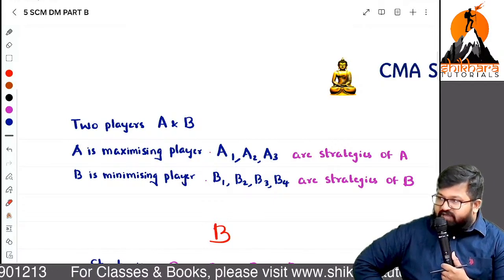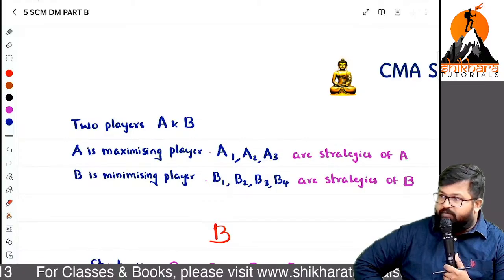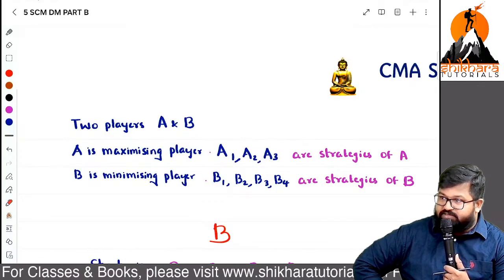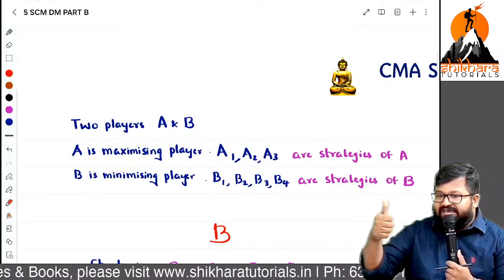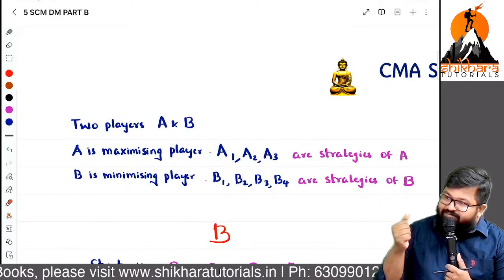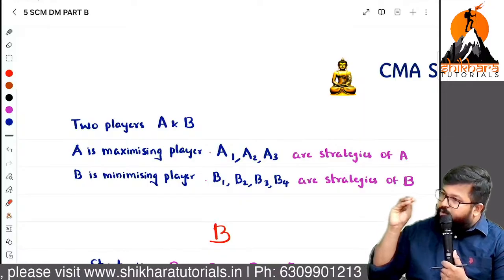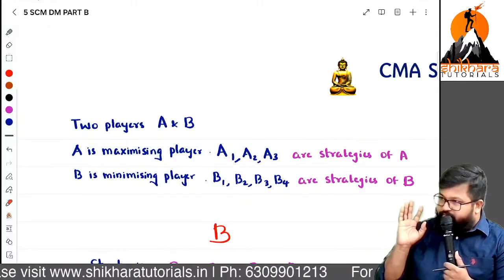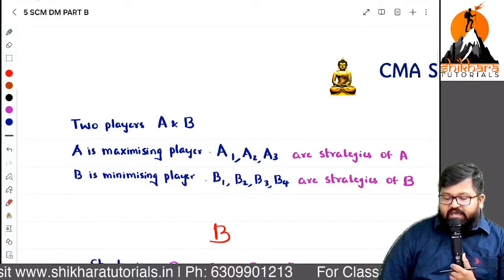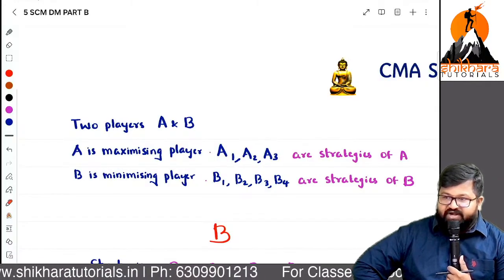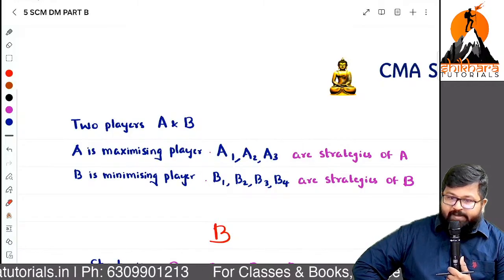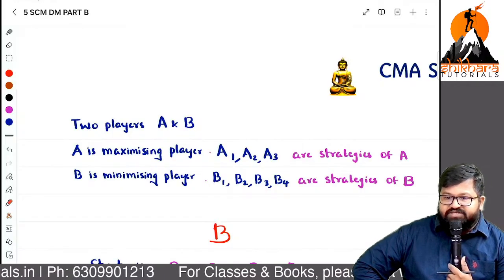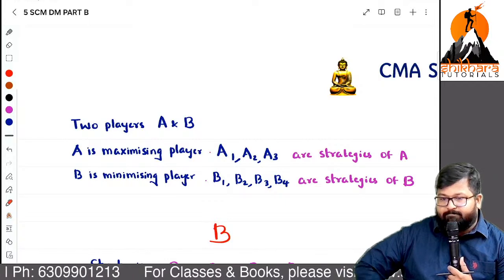These sentences are very, very important because in our game theory problems, the content will be very less, so we try to draft as much content as possible. What is player A's objective? Maximizing player. And what about B? Minimizing player. So write the strategies: A1, A2, A3 are strategies of A. B1, B2, B3 and B4 are strategies of player B.